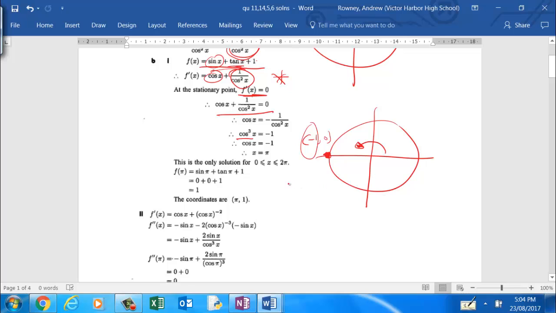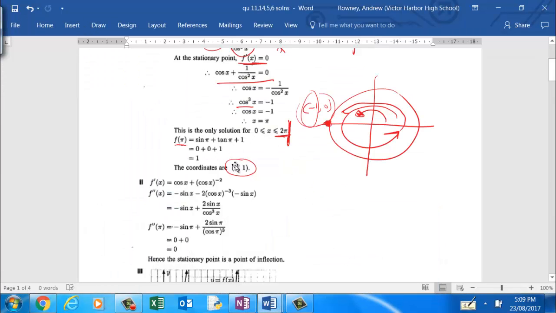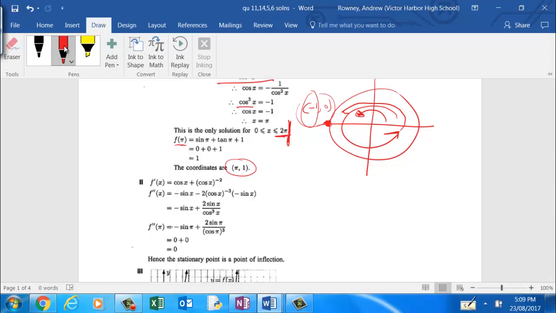Now this is the only solution, because we're going up to 2 pi, which is a full rotation. The next time you get it occurring is 2 pi plus pi, so it's actually 3 pi. But we're stopping at 2 pi, so there's only that one answer. So now we can work out what the coordinates are by putting pi into the function, and we get 1. So the coordinate is pi comma 1. And that pi, 1 is a stationary point.